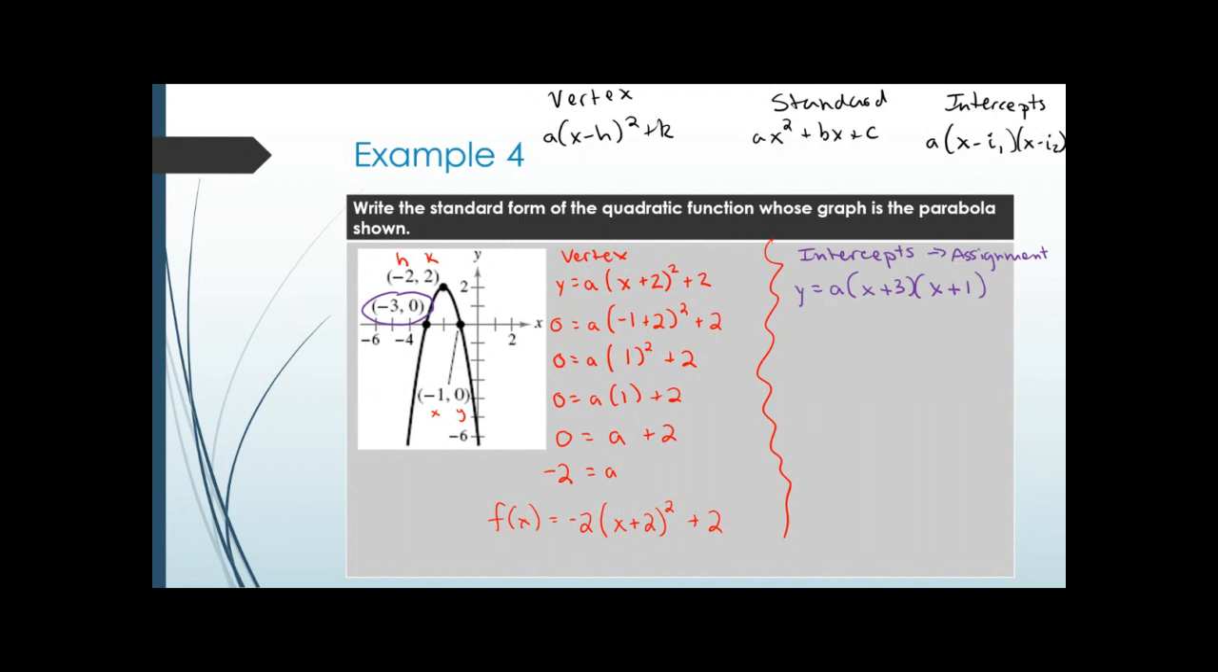Now you need to plug in a point again, but you need to plug in a different point than the intercept. So I have to plug in the vertex in this case. If I plug in one of the other ones, it's not going to give me any new information because I already used those 2 points. So if I use the vertex, my y value is 2. My x value is -2. So I'm going to have -2 in for x.